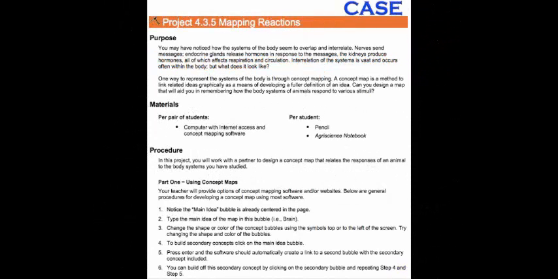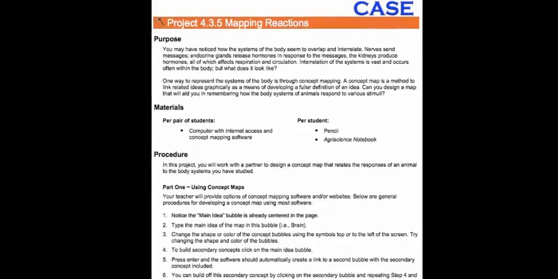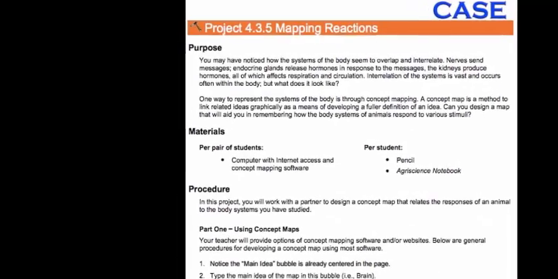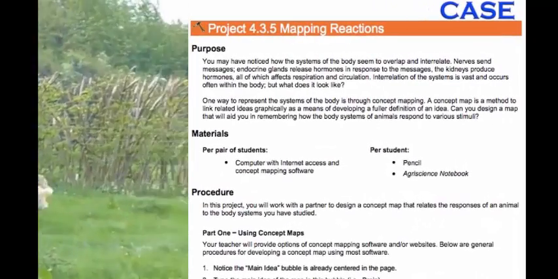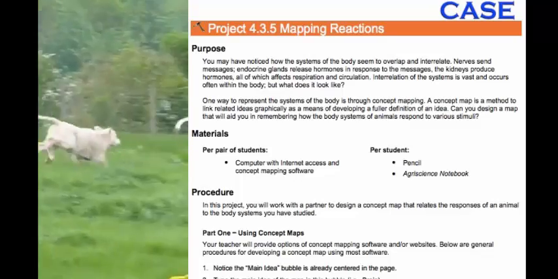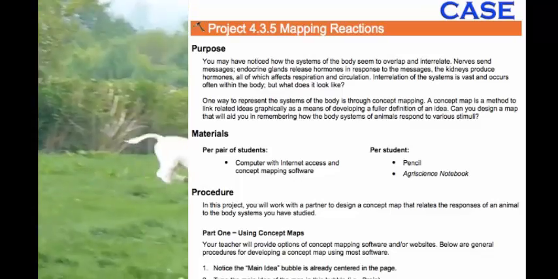Through Project 4.3.5, Mapping Reactions, you'll map the functions of body systems, specifically the nervous, endocrine, and renal systems, in order to demonstrate their connection to each other and other systems in the body. This will help you understand how the nervous, endocrine, and renal systems work together to transmit signals, secrete hormones, and filter waste. Your instructor will share specific instructions for Project 4.3.5 Mapping Reactions and Project 4.3.5 Evaluation Rubric.